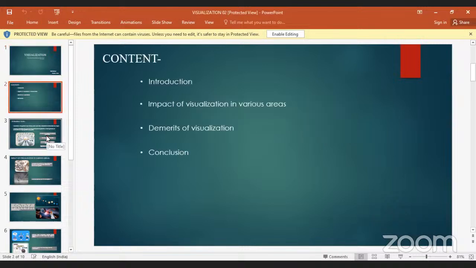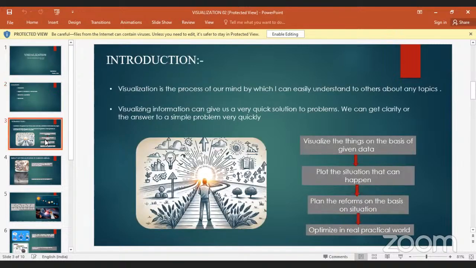In this slide, I included the content of what I want to say in this presentation. First is the introduction, and second is the impact of visualization in various areas. The third is the demerit of visualization, because all merit has a demerit also. And in the last, the conclusion. And moving to the third slide.